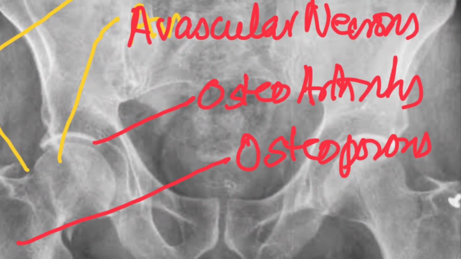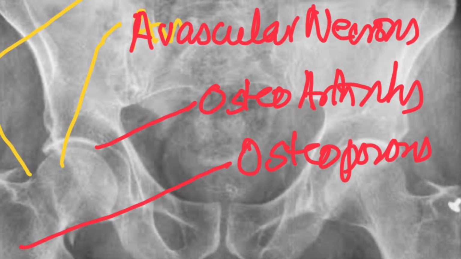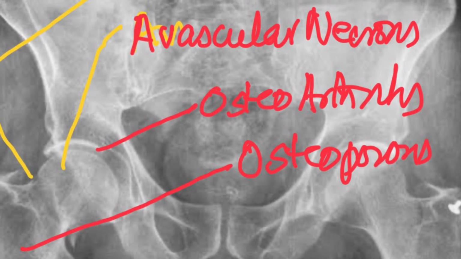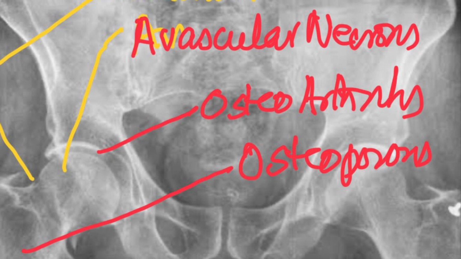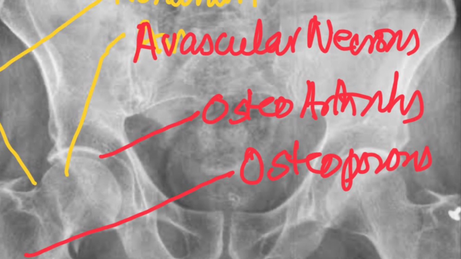Lastly, in an old case, you must look for non-union of the fracture, avascular necrosis of the head, osteoarthritis of the hip, and osteoporosis.